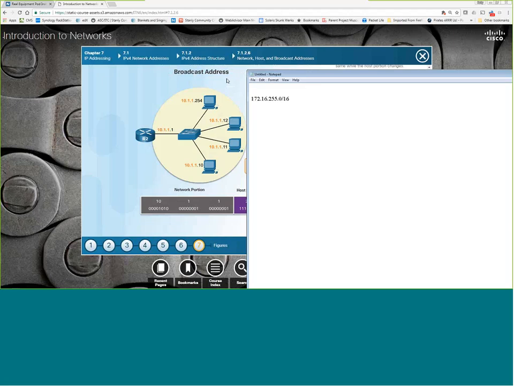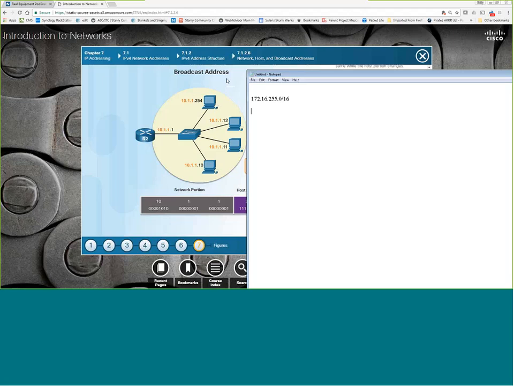Okay, let's think about this. If that's the broadcast for that /16, shouldn't the broadcast address be 172.16.254.255? But it's a /16. Or am I looking at it incorrectly? Oh yeah, I'm looking at it incorrectly. So I got you. Let's examine this a second.